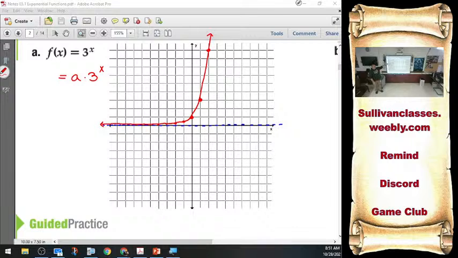We have, if I take this graph and I multiply it by a coefficient, what type of transformation is that?